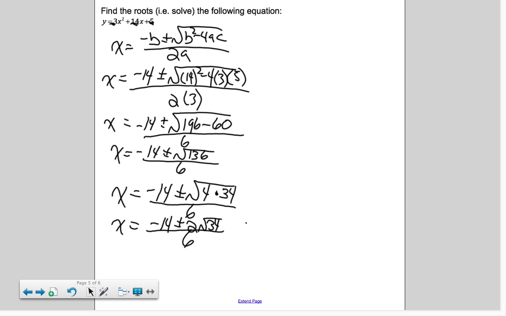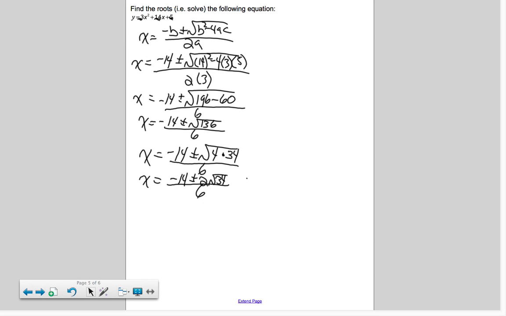So x is equal to negative 14 plus or minus. Another way you could rewrite this, you could say x is equal to negative 14 plus 2 root 34 over 6, or x is equal to negative 14 minus 2 root 34 over 6. So either way, you can specify your answers. I would tend to just leave it like this one, the plus and minus.